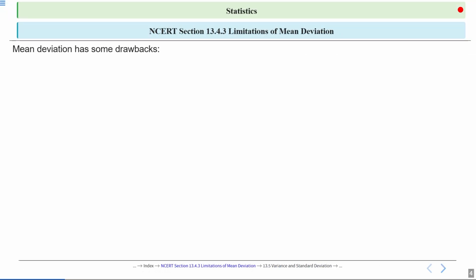Let's start by looking at some of the drawbacks of using mean deviation in statistics. Mean deviation is a way to measure how spread out data values are, but it has some important limitations. We will go through this step by step to understand why we might need a better measure in statistics.